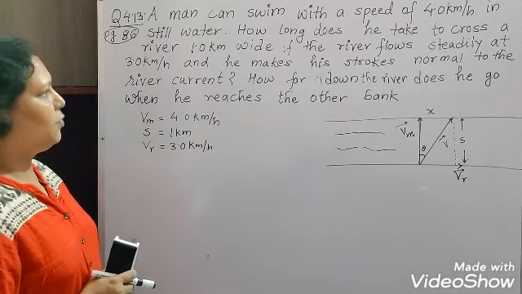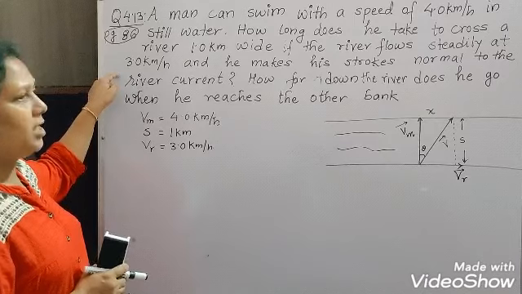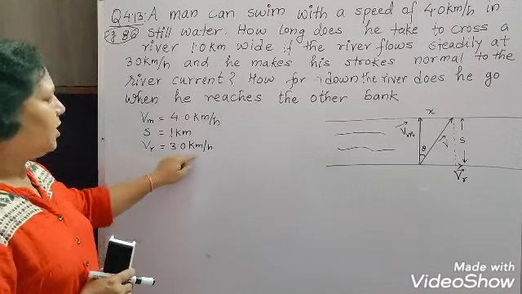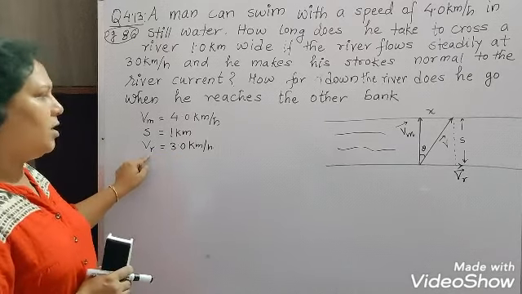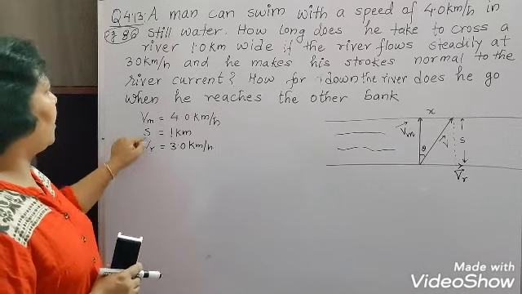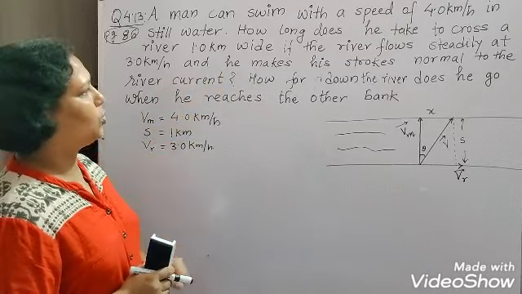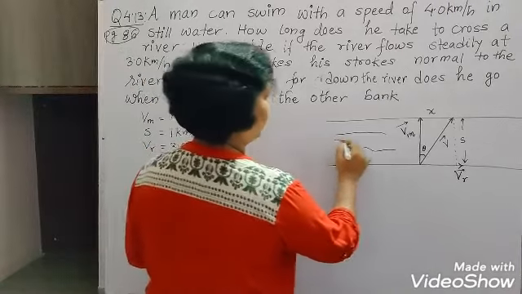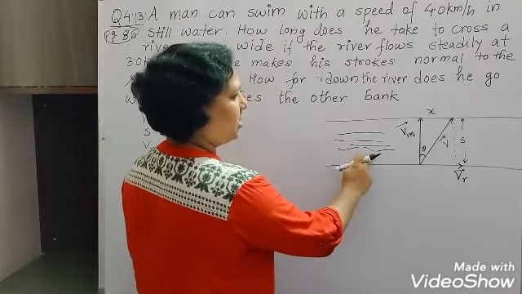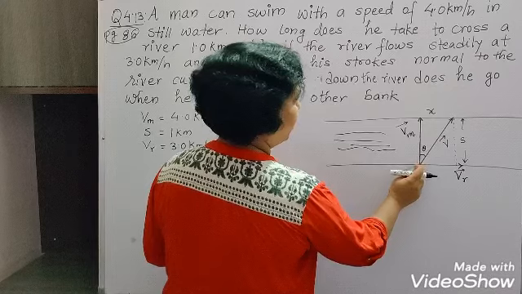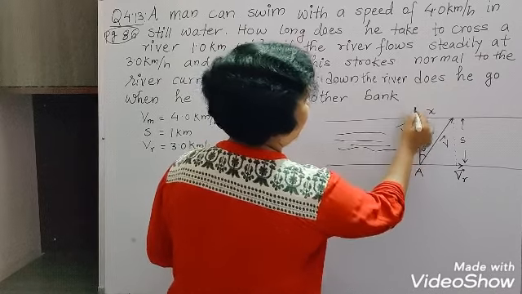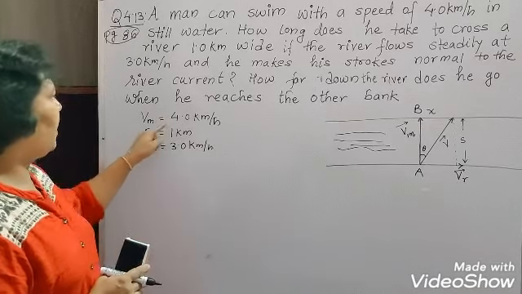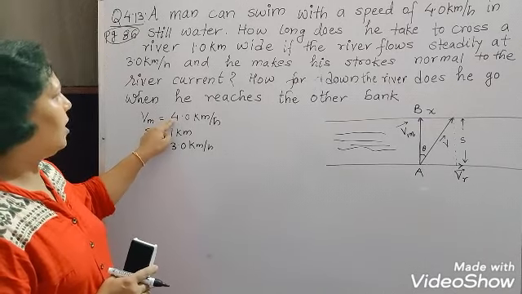Now, if the river flows steadily at 3 km per hour, that means the river is flowing with VR equal to 3 km per hour. This is the speed of the current of the river. Then he makes his strokes normal to the river current. That means if the river current is flowing in this direction, he is making his stroke normal to the river. He is going from A to B with the speed 4 km per hour.